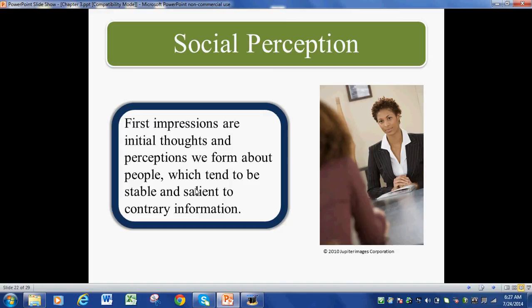So social perception: first impressions are the initial thoughts and perceptions we form about people, which tend to be stable and resistant to contrary information. That first impression, hey, it's a doozy. I remember I was hired at the same time as a guy at a company. Later that day, while we were filling out our paperwork, I said hi to him, and the guy just walked right by me. We were in a narrow hallway. It's not like he didn't see me. He just walked right by me. And that kind of made me mad.